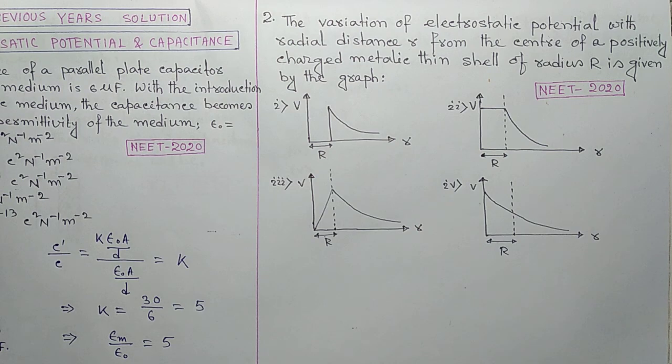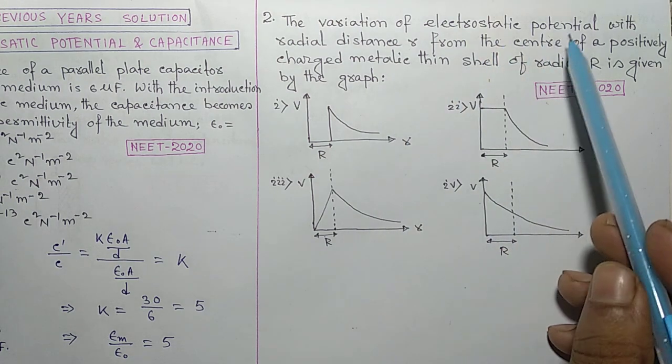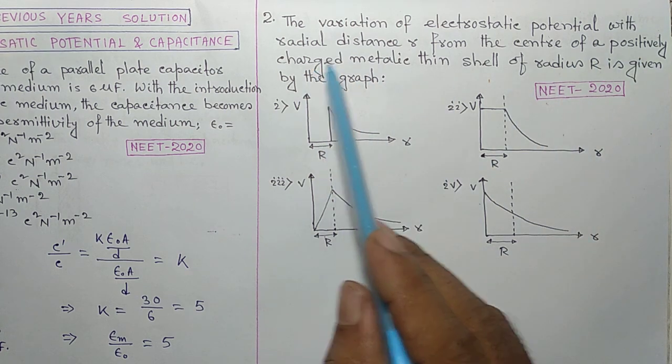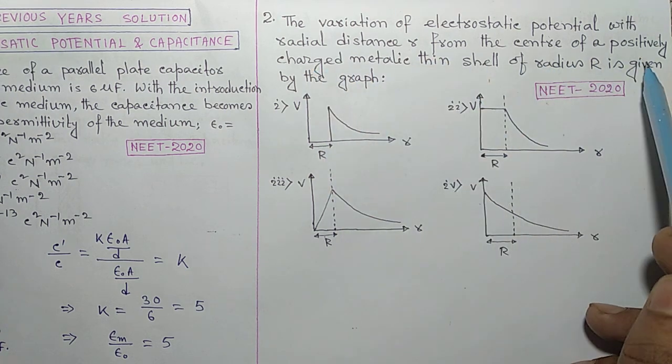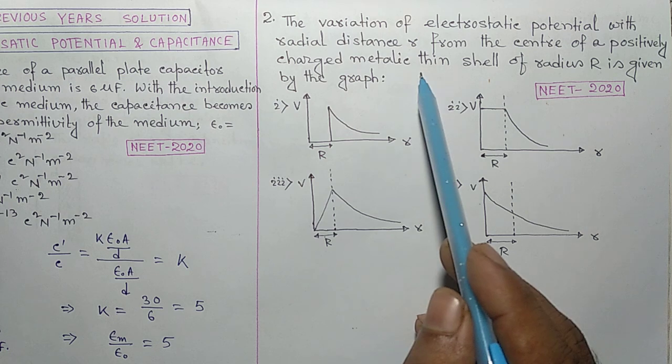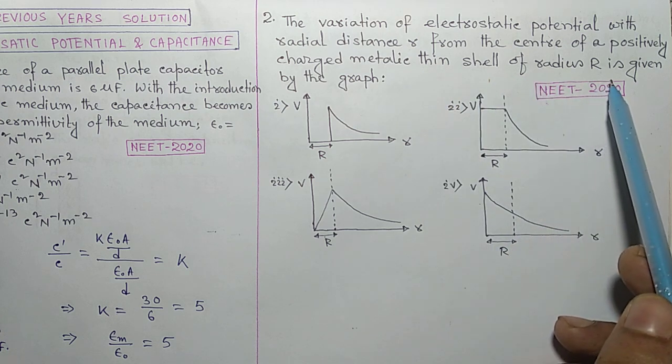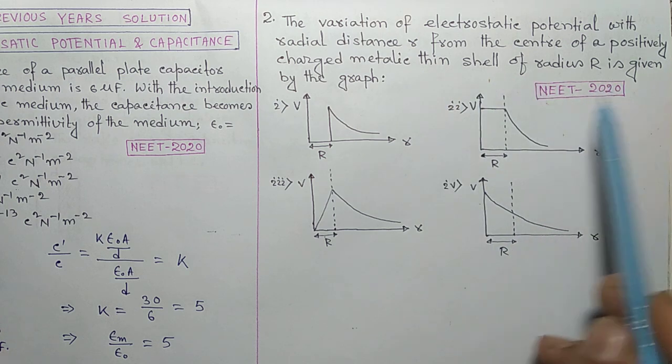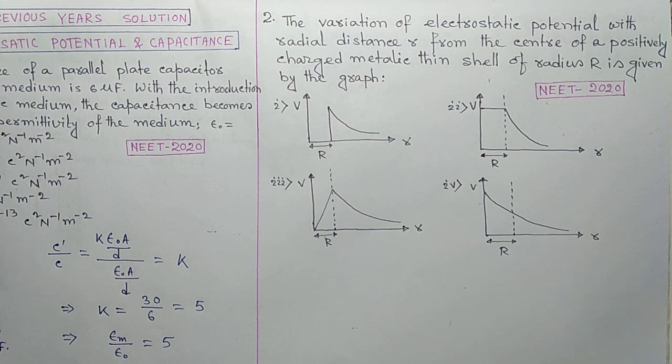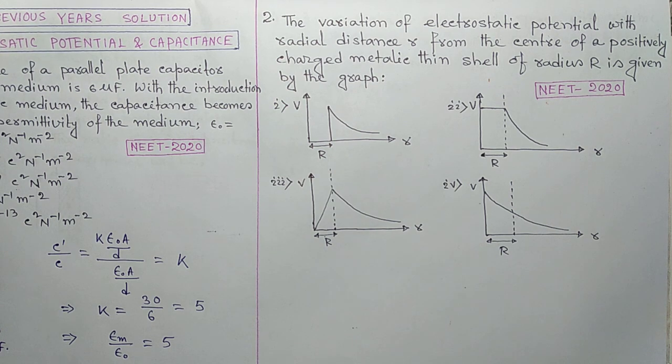Next question is question number 2. The variation of the electrostatic potential with radial distance r from the center of a positively charged metallic thin shell of radius r is given by the graph. So let's see here. There are 4 graphs. Among them, which one is correct?